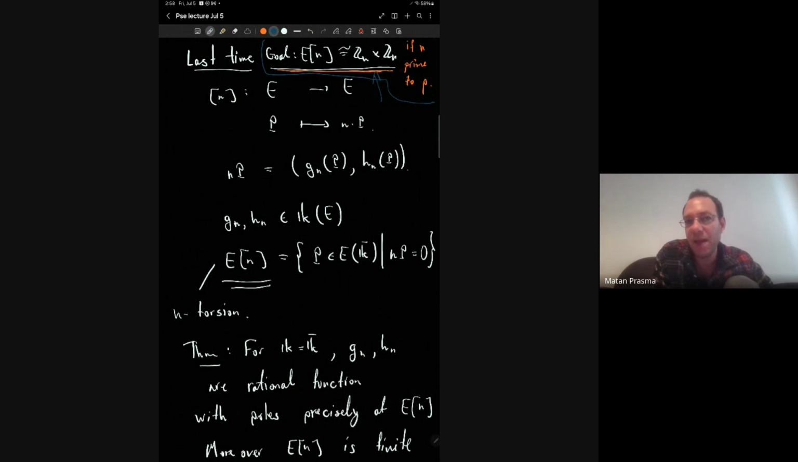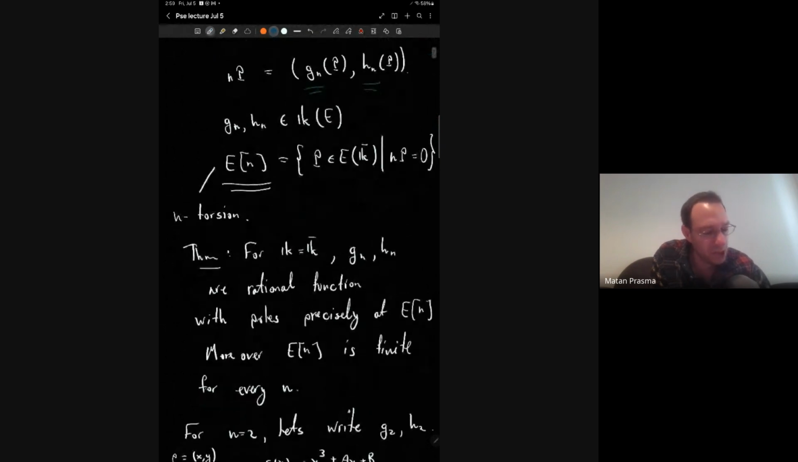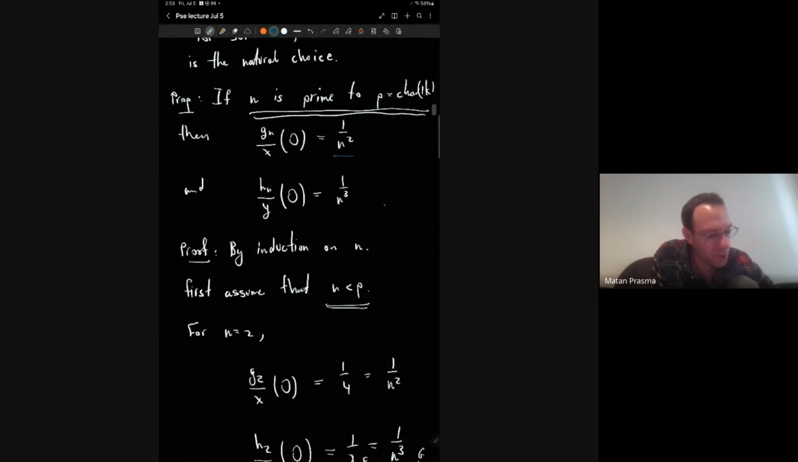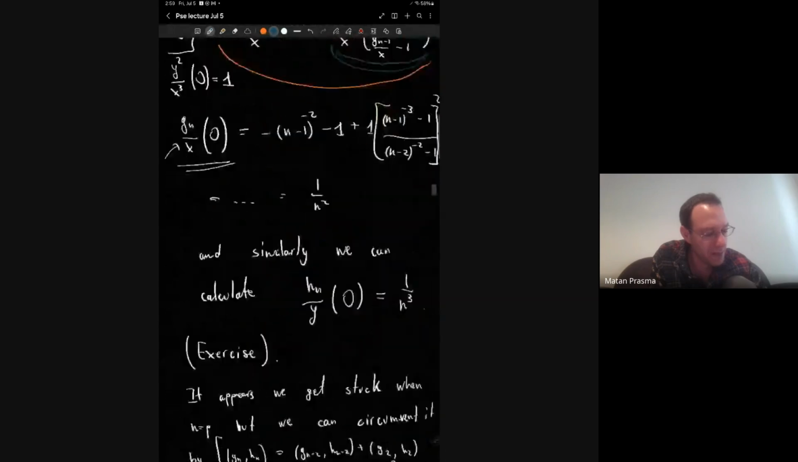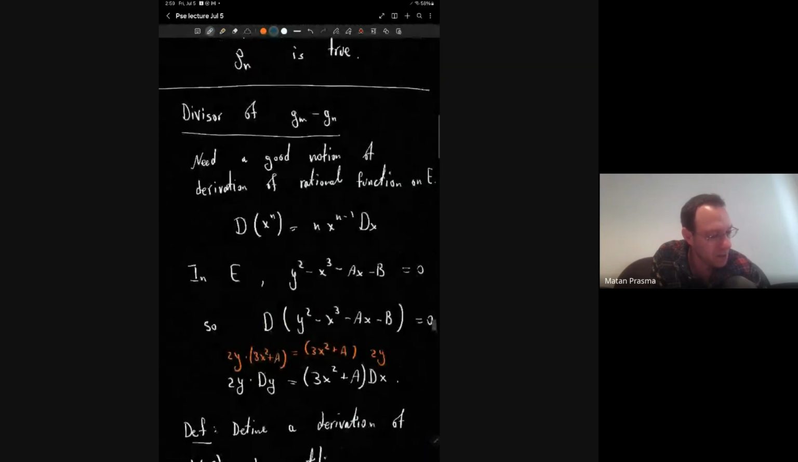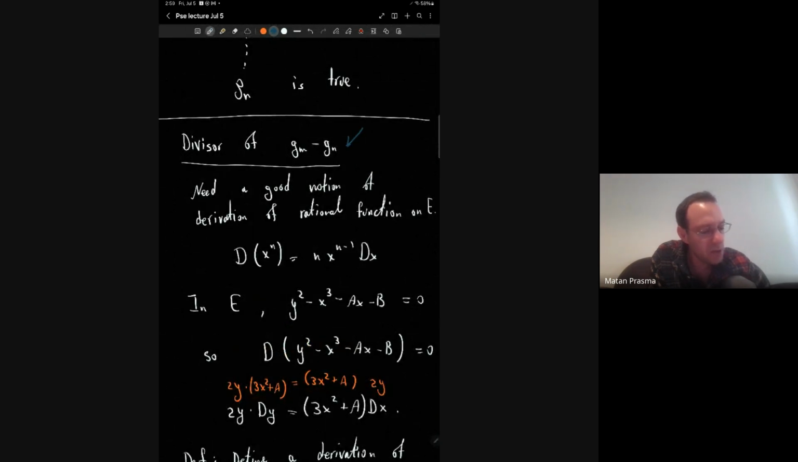But how do you prove that En has exactly n squared points? You need to examine the functions Gn and Hn. And we proved some properties of Hn and Gn. This property should kind of raise a flag that we will eventually use it to count the points of En. But the current thing we want to do is to calculate the divisor of Gm minus Gn. And of course, you cannot see it at the moment, but in order to do it, we will need to use derivation.